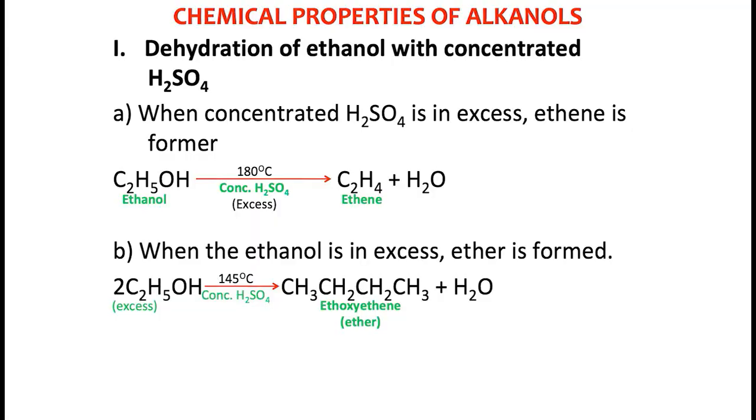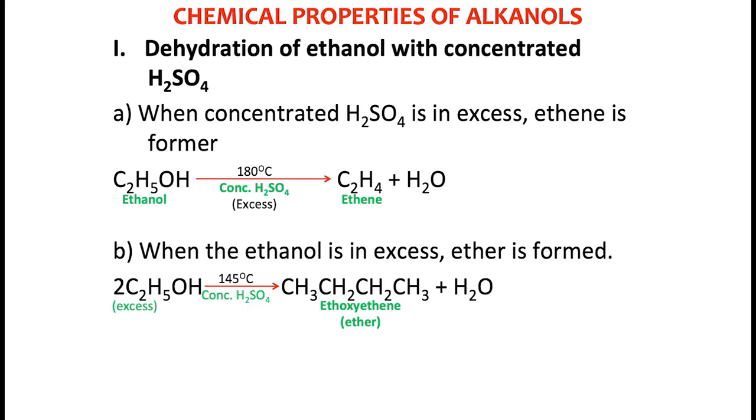Now, dehydration of alkanol will give you the corresponding alkene. For instance, what is dehydration? Removal of water. So if you remove water from ethanol, C2H5OH, using concentrated tetraoxosulfate VI acid in excess, you will get ethene and water. So dehydration of ethanol will give us ethene, meaning that if you dehydrate propanol, you will get propene, as the case might be.